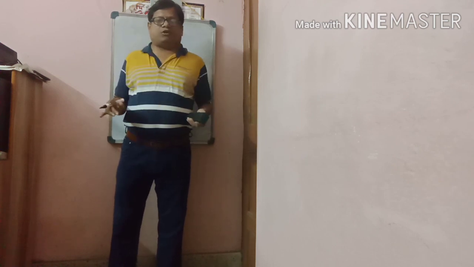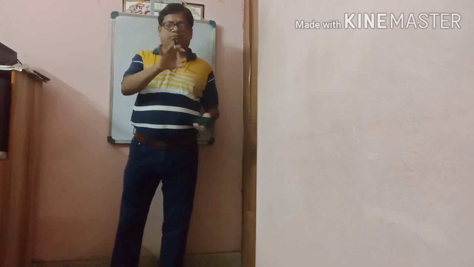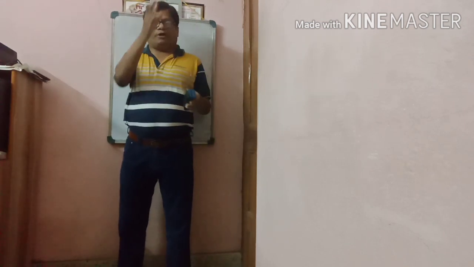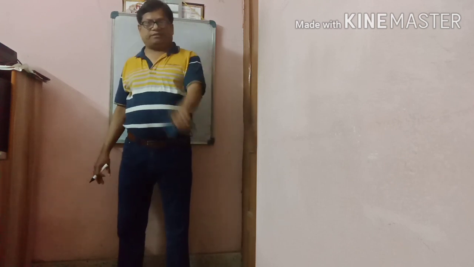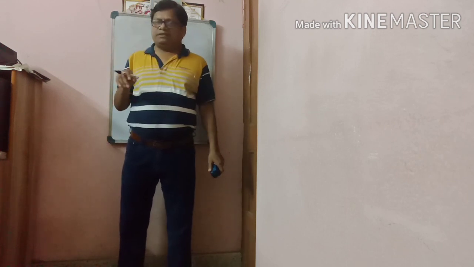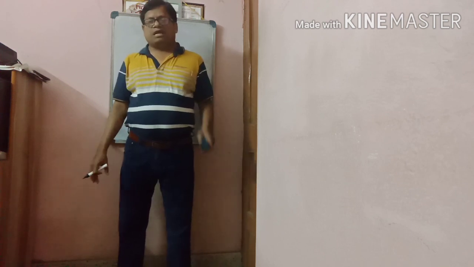Orthocenter, the point of intersection of the perpendicular bisector. Okay, sorry, height, altitude. Orthocenter is the point of intersection of the altitudes of a triangle. And centroid, median, the point of intersection of the medians.